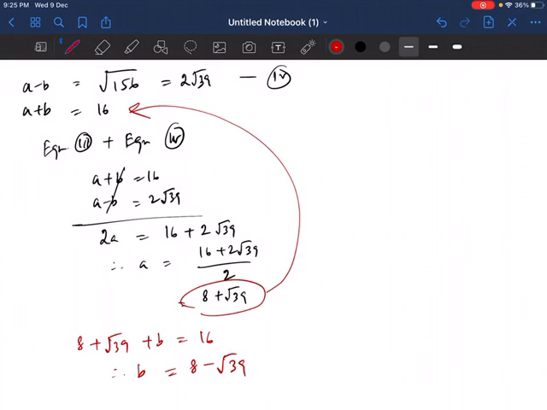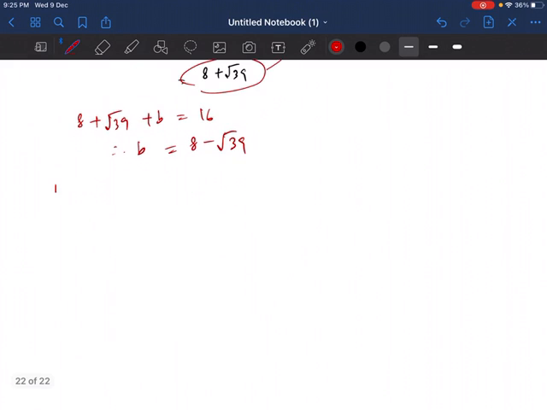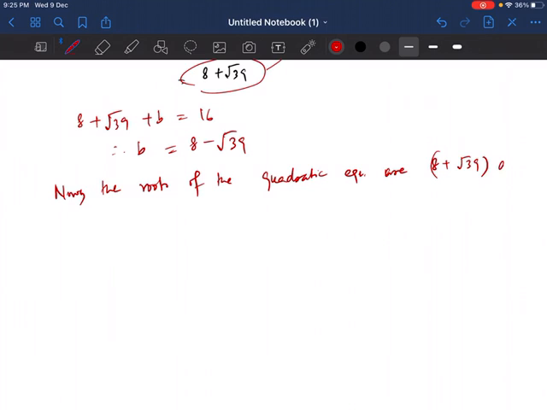Now I told you, if I know the roots, now the roots of the quadratic equation are 8 plus root 39 and 8 minus root 39. So these are the two roots of the quadratic equation. So now the quadratic equation is x square minus (a plus b)x plus ab equal to 0. That's how we find the quadratic equation, by using the roots of the quadratic equation.